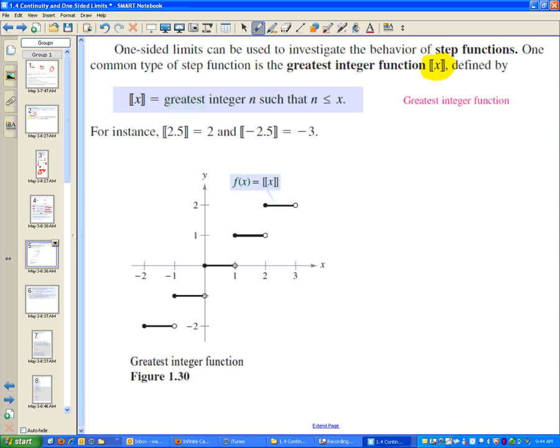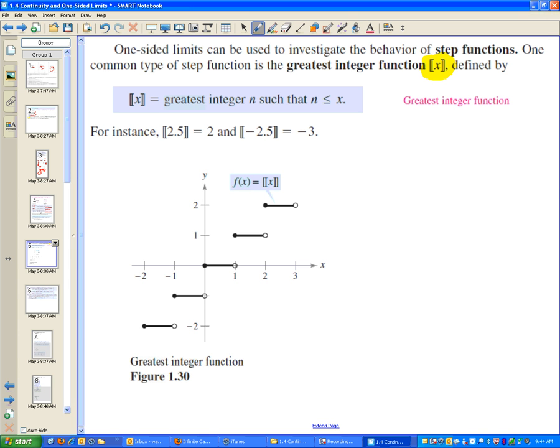Well, greatest integer function is the biggest integer less than or equal to a number. So the greatest integer of 2.5 is 2. The greatest integer of 2.9 is 2. The greatest integer of 2.99999 is 2.